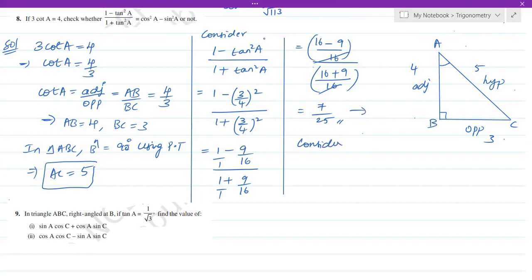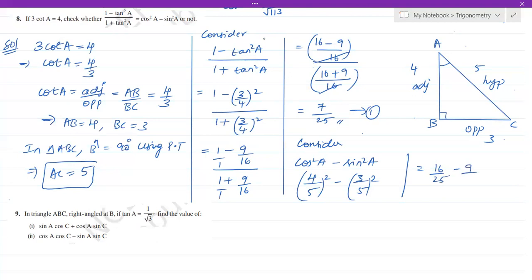Now let's find the RHS. Let's take this as equation 1. Consider cos square A minus sin square A. What is cos defined as? Adjacent by hypotenuse. Adjacent is 4, hypotenuse is 5. So 4 by 5 the whole square. And what is sin defined as? Opposite by hypotenuse. Opposite value is 3, hypotenuse is 5, the whole square. So 4 square is 16, 5 square is 25, minus 3 square is 9, 5 square is 25. Again, the denominators are same, so you can subtract the numerator. 16 minus 9 is 7, 7 by 25. So this also, you got it as 7 by 25.